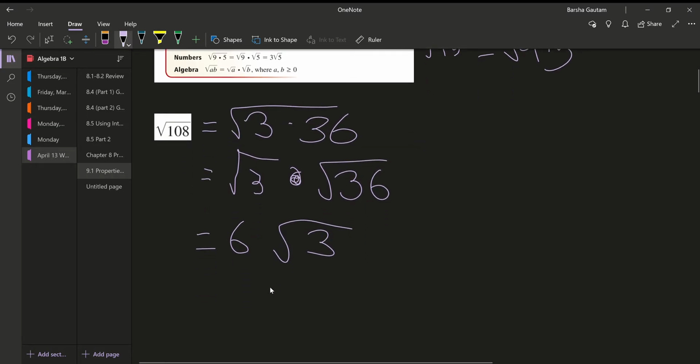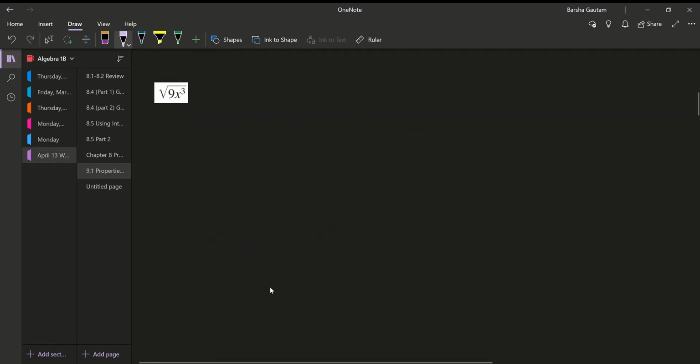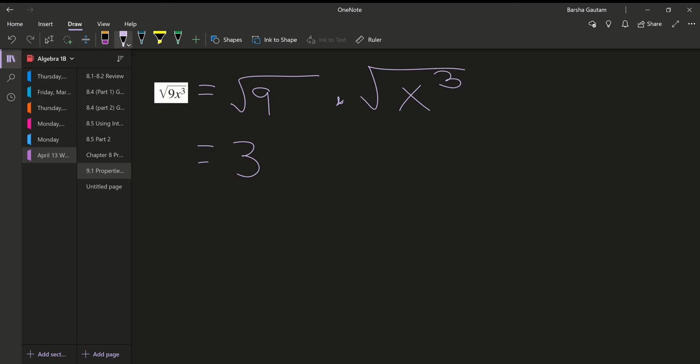Okay, now let's try another one. Let's try root 9x to the power of 3. Let's separate this out before we even start. What we can do is root 9 times root x to the power of 3. From here, what is the root of 9? Root 9 is equal to 3, because 3 times 3 is equal to 9. And now we're left with x to the power of 3.